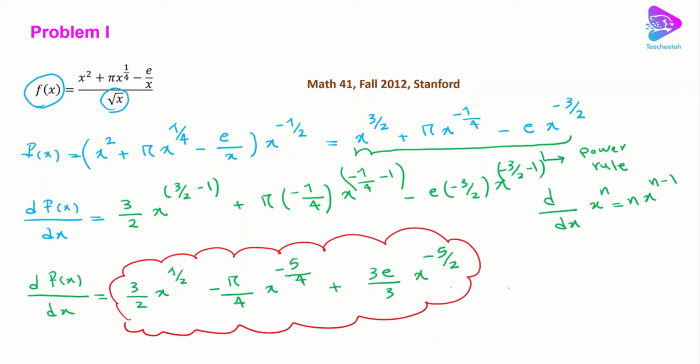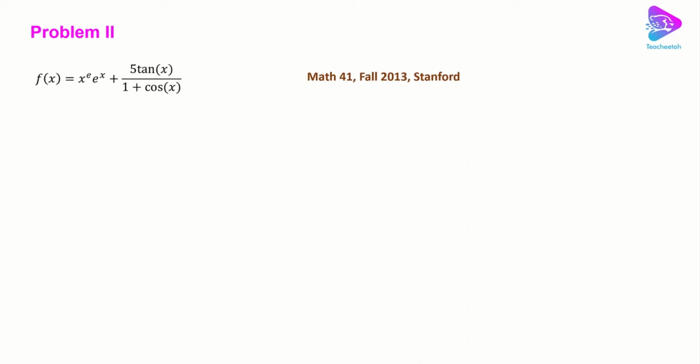So, easy problem. The second problem that I'm going to solve is an exam problem from Stanford University, Math 41. As you can see, the function contains two main terms: x to the power of e times e to the power of x, and the second term is 5 tan x over 1 plus cos x. For the first term, we have to use the product rule, and for the second term we have to use the quotient rule.